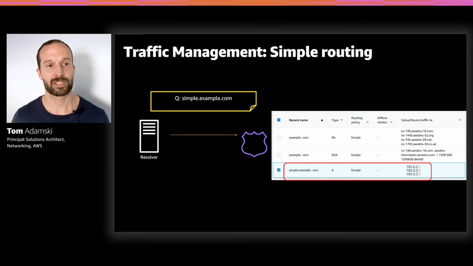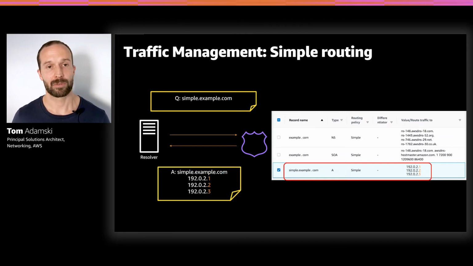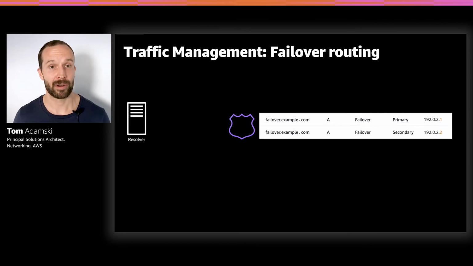So if a resolver sends a query for that name, Route 53 will respond with the appropriate information mapped to that name. If we want to go more advanced, we can set up failover routing.